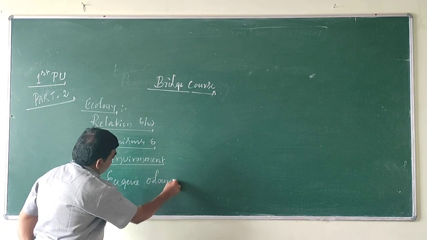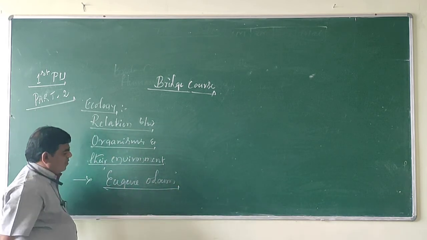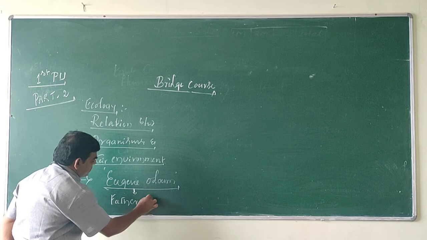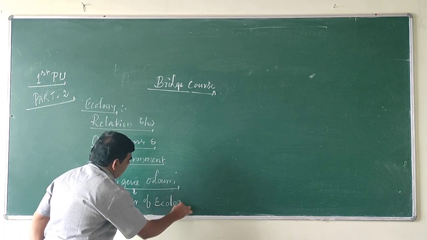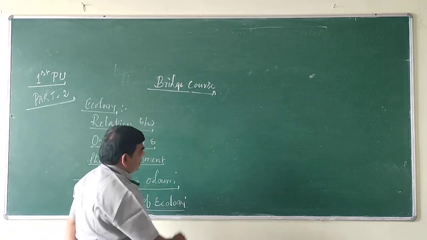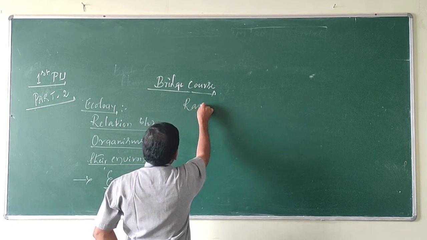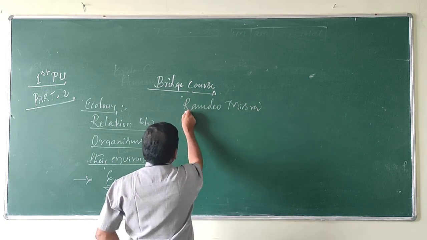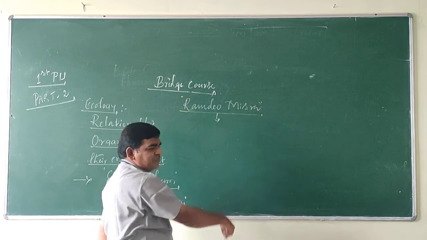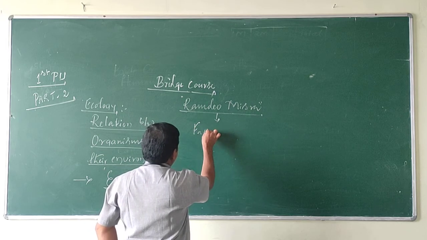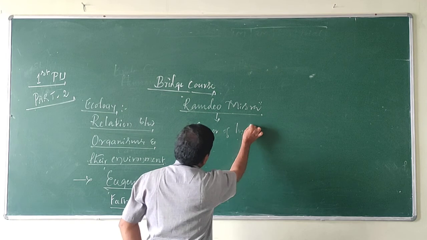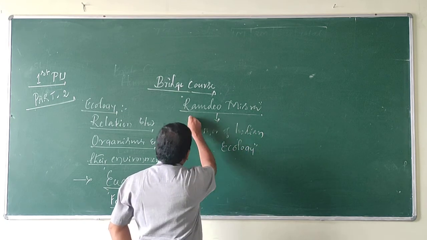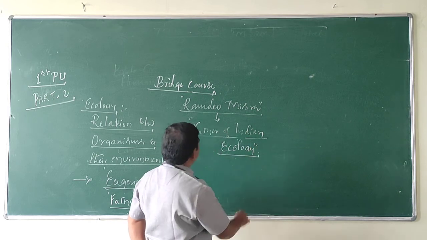The father of ecology is Eugene Odum. And Ramdeo Misra is considered the father of Indian ecology.